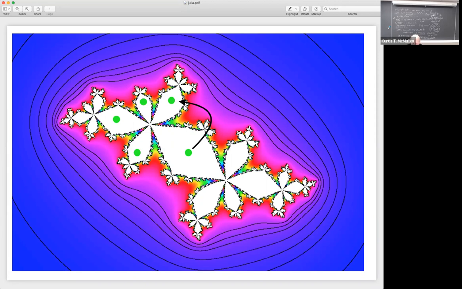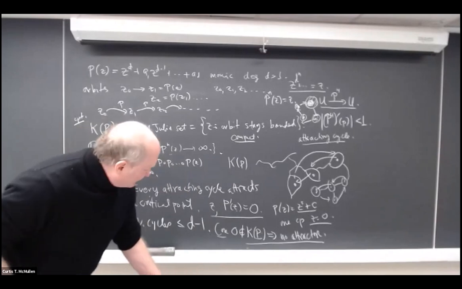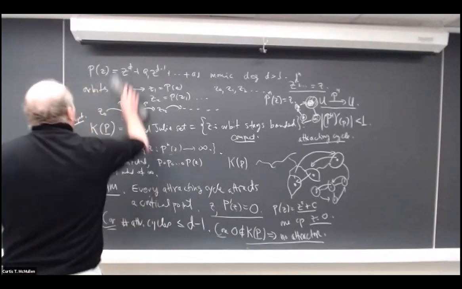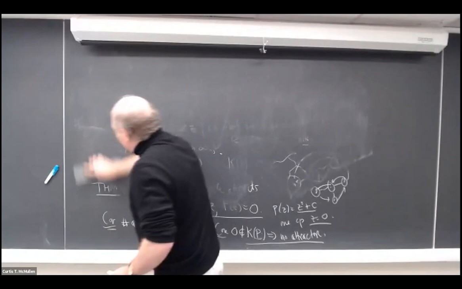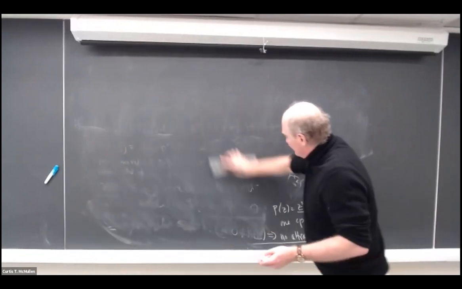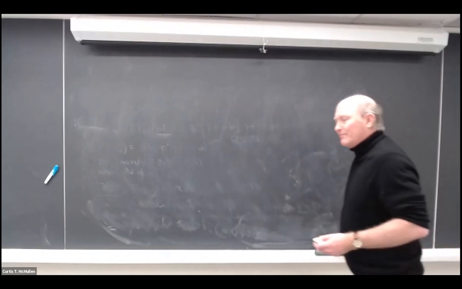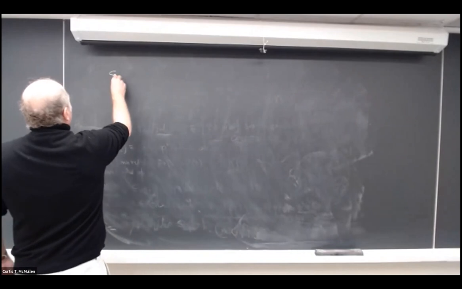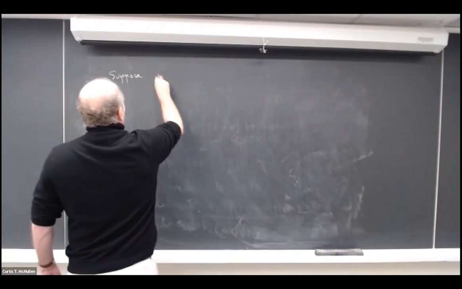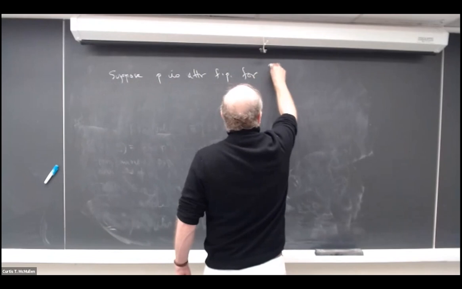Okay, so just to wrap this up, let me indicate why whenever you have an attractor, it has to attract a critical point. The reason for that is fairly easy. So just for simplicity, let's pretend you have an attracting fixed point. Because after all, if you have a periodic point for P and the period is N, then if you replace P by P to the N, it becomes an attracting fixed point. So suppose P is an attracting fixed point for our polynomial P.